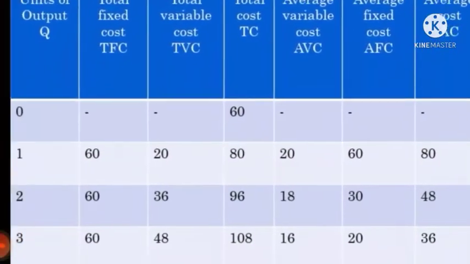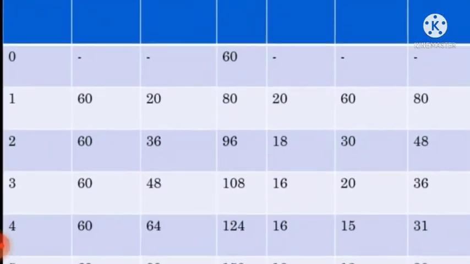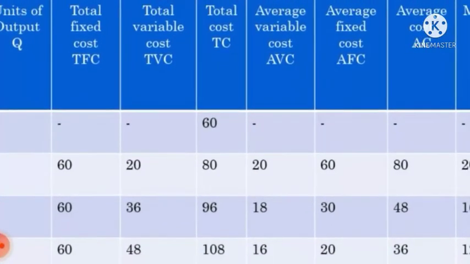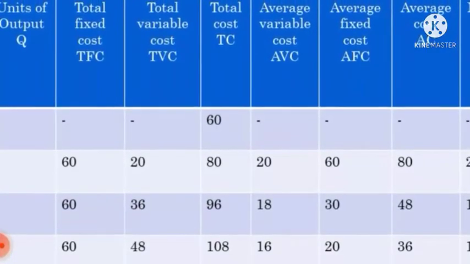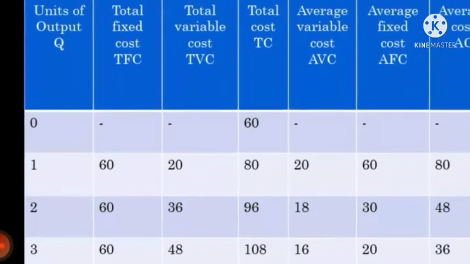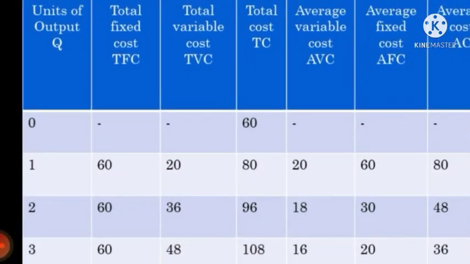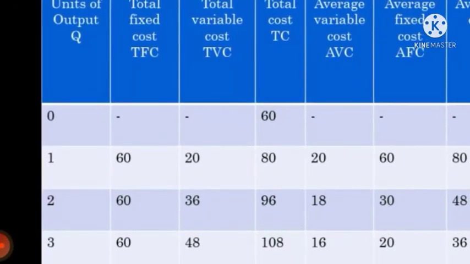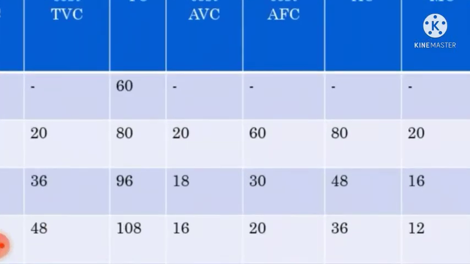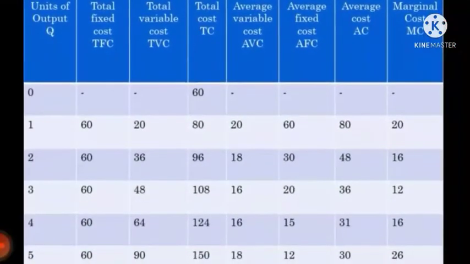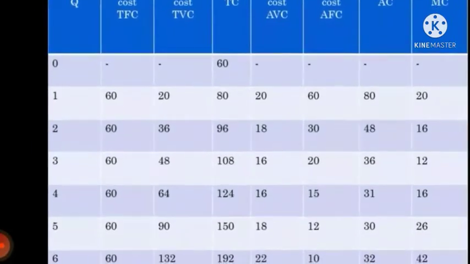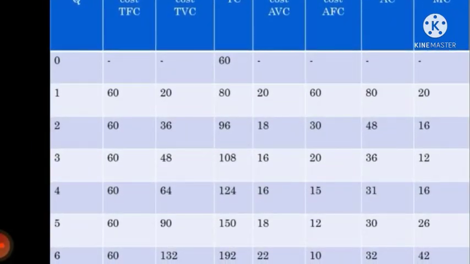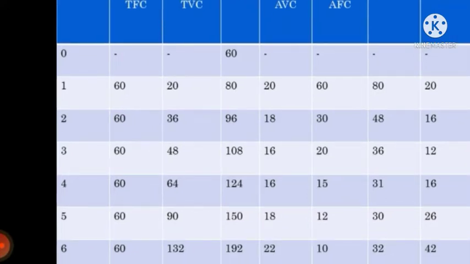Next, this one is 18. Why was 18 derived? It is the same formula: total variable cost divided by quantity. The variable cost is 36, so 36 divided by 2 is equivalent to 18. Then 48 divided by 3 is 16. And so on and so forth.